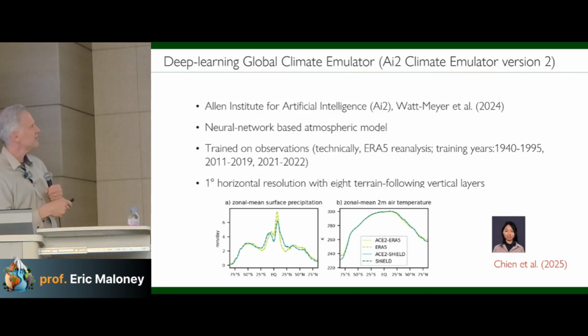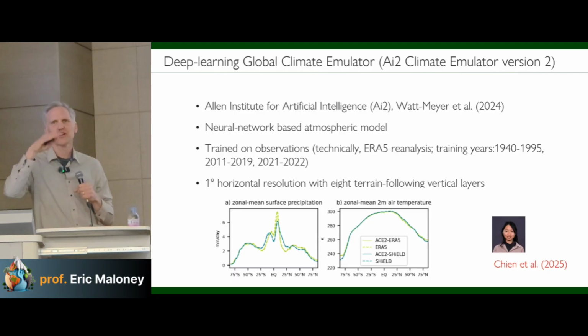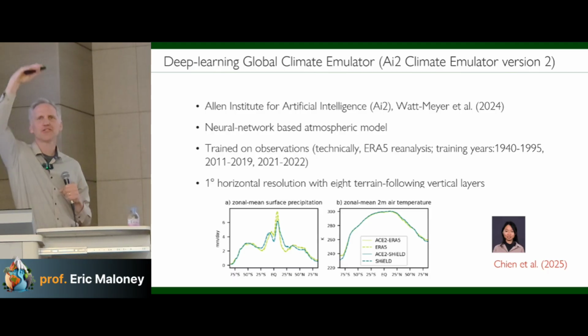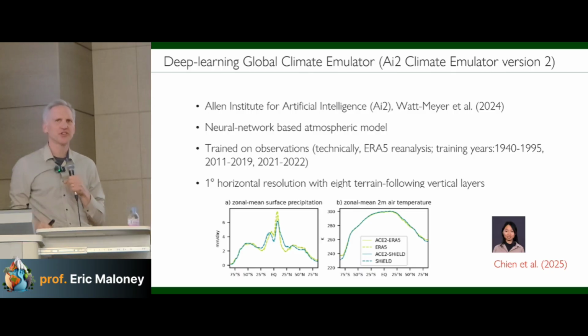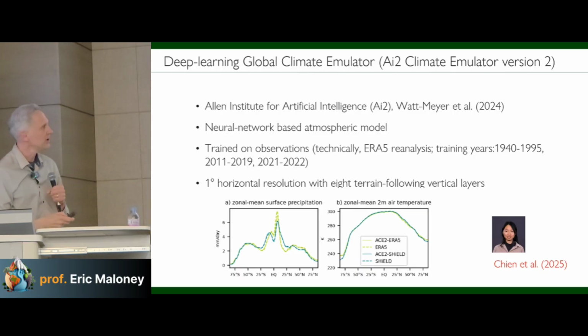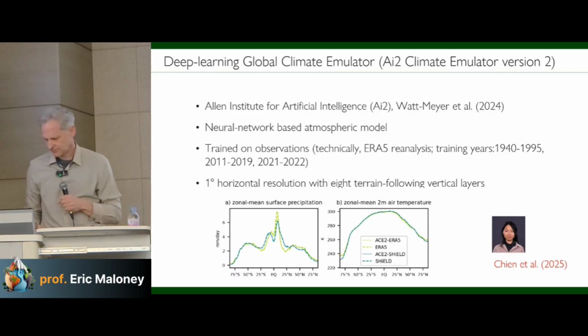What is used is this model at 1 degree horizontal resolution with 8 terrain following vertical layers. So you represent the vertical structure of the atmosphere in 8 layers in this particular model. What's spit out by the model are winds, temperature, humidity, precipitation, so many of the variables that we're interested in. And we could also diagnose tropical cyclones in this model, as I'll talk about in a little bit.